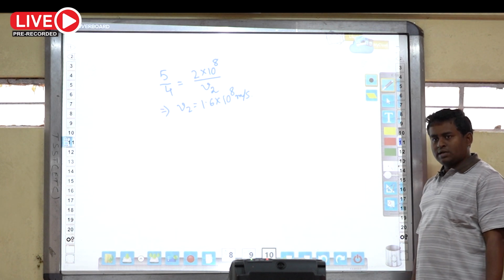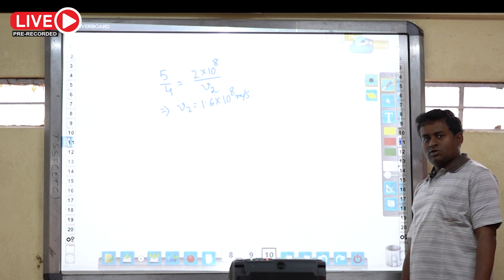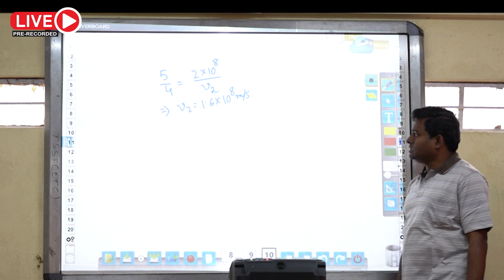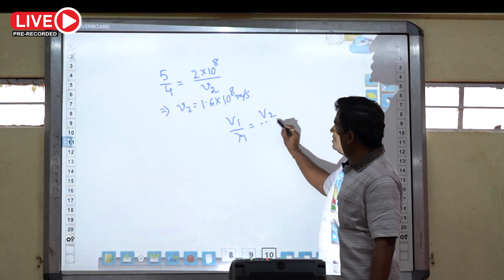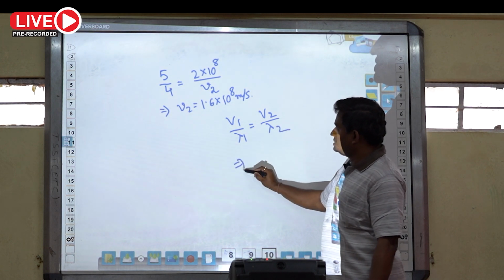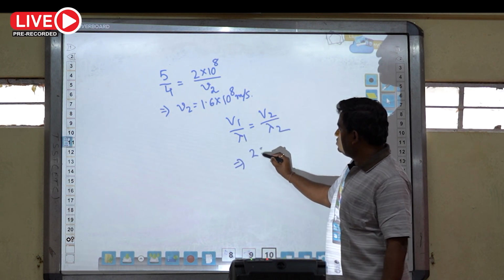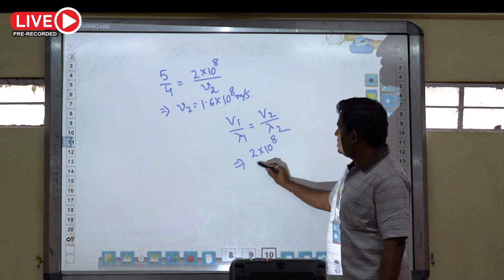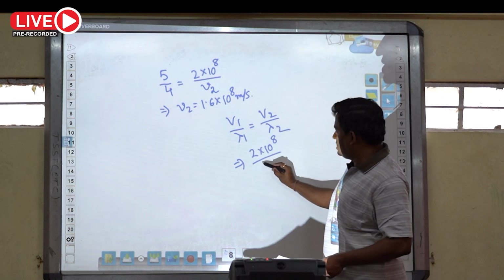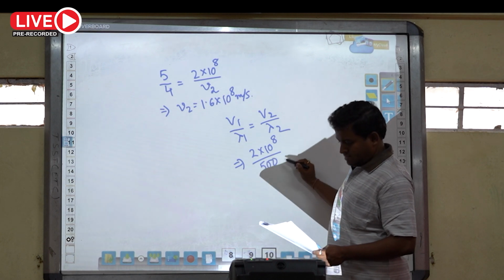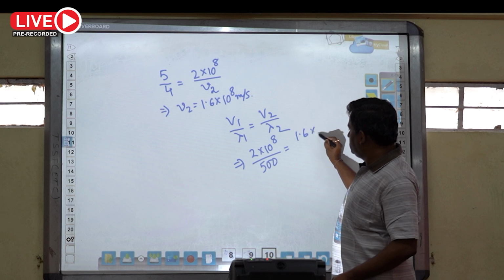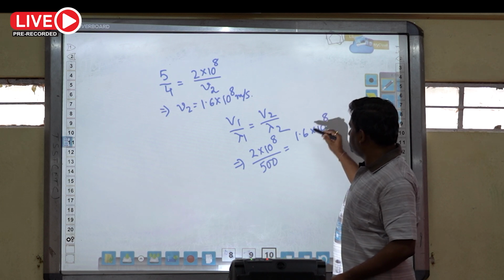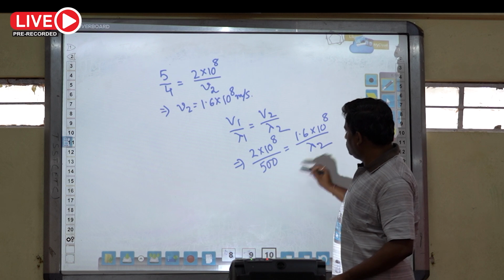V equal to n lambda we know, but n remains constant. So V by lambda is frequency, that will remain constant. So we can write V1 by lambda 1 equal to V2 by lambda 2. Just substitute. V1 is 2 into 10 to the power 8 and lambda 1 is given 500 nanometer. V2 is correspondingly 1.6 into 10 to the power 8 divided by lambda 2.